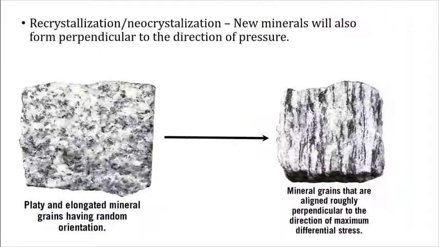There's another thing called recrystallization or neocrystallization. Those are two different things. Recrystallization is taking existing chemicals and turning them into a different mineral, right? For example, I could go from graphite to diamond, which both have the same chemical formula. In this case, it's an easy one, C, which is pure carbon. But if I apply pressure to that graphite, it'll turn into a different mineral, in this case, diamond.